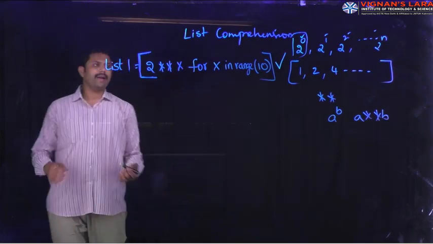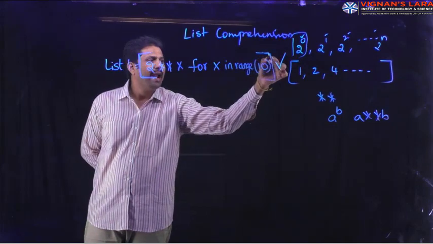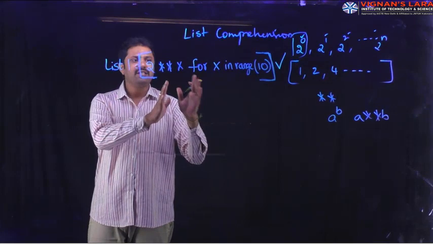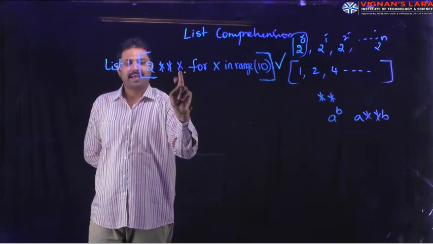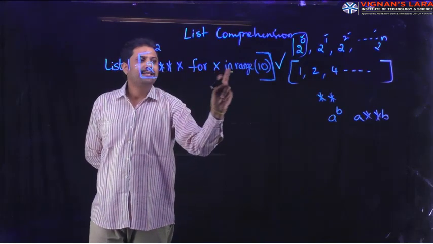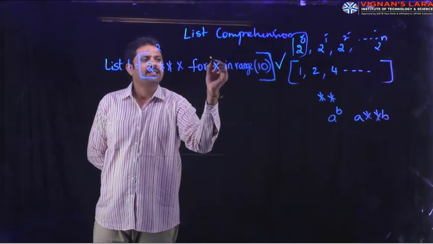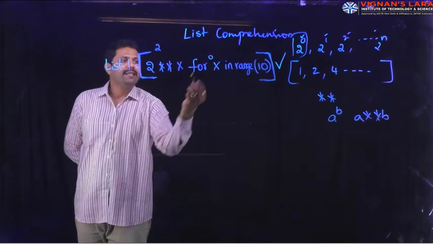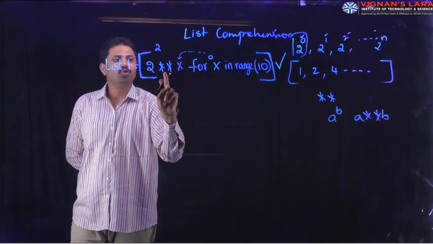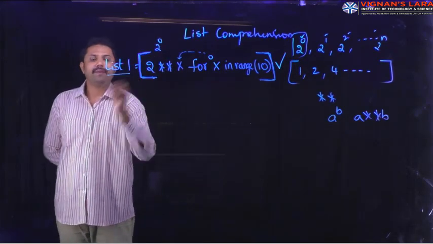Let us see what happened. Here I started my square brackets and ended my square brackets. In that I am writing the statement 2 to the power of x, for x in range of 10. Initially what does x contain? x contains 0. This 0 is passed to x, that means 2 to the power of 0, and it is stored in list 1.